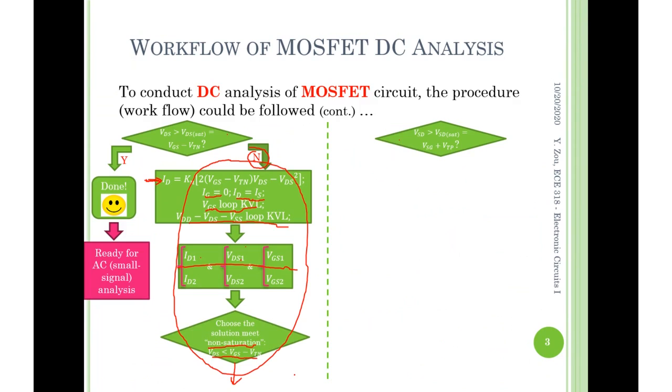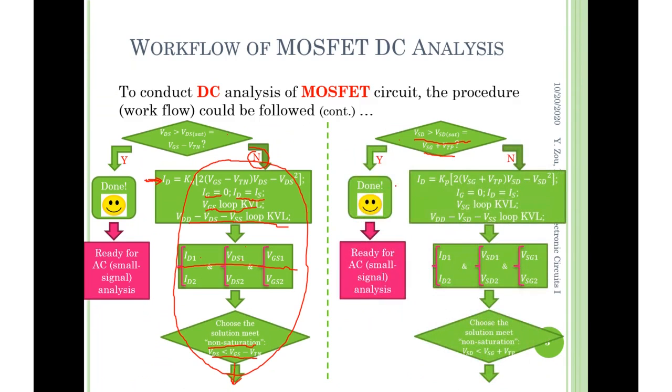On the other hand, if it is a P channel, you're checking these. We also have yes, it is saturation, and no, it is non-saturation. For P channel, you have another ID non-saturation current, and then the same issue here, two sets of solutions. You need to choose the set of solutions that meets the non-saturation condition. And if so, no further to go. And no AC analysis you should conduct.